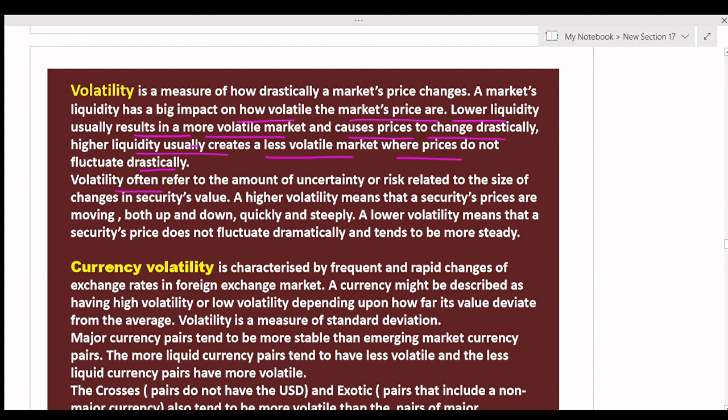Volatility often refers to the amount of uncertainty or risk related to the size of changes in a security's value. Higher volatility means that the security's price is moving both up and down quickly and steeply. Lower volatility means that a security's price does not fluctuate dramatically and tends to be more steady.